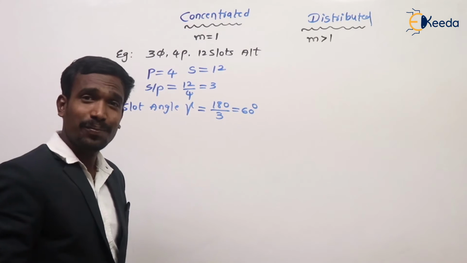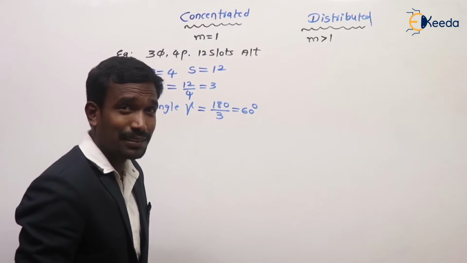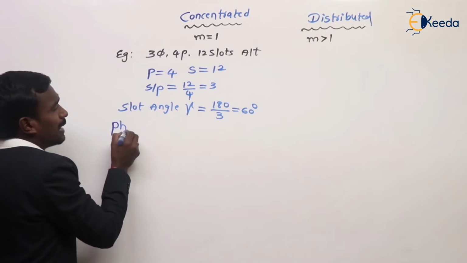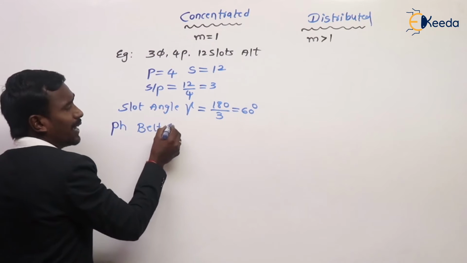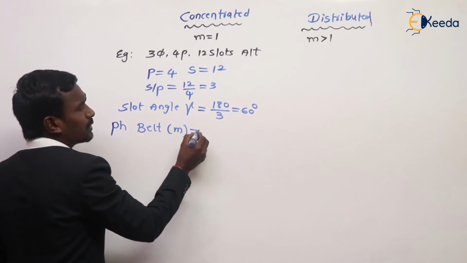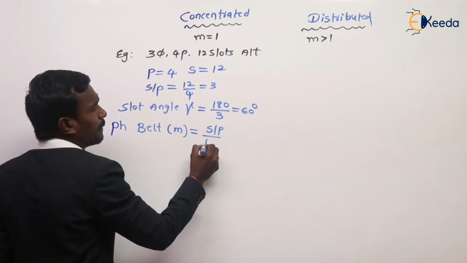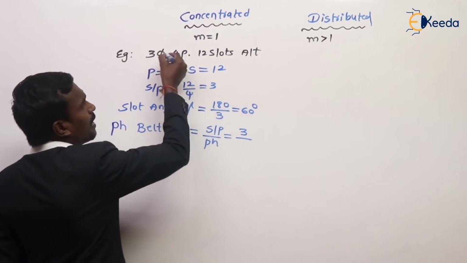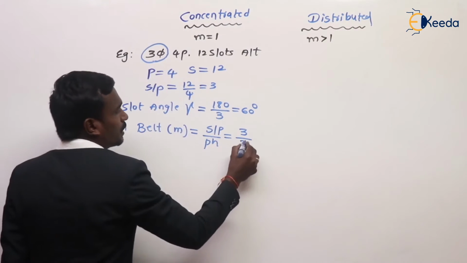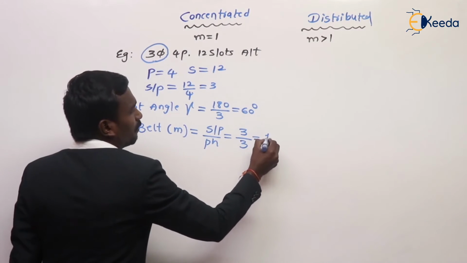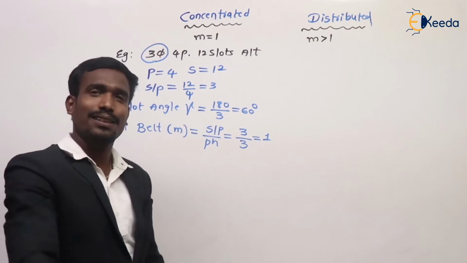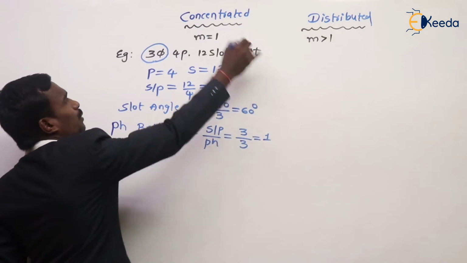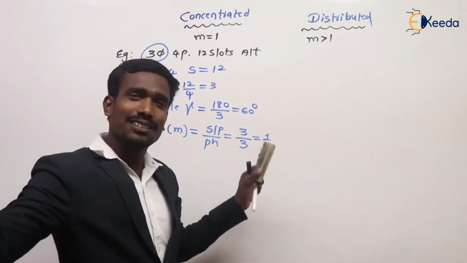Listen carefully. Here, the phase belt m equals slots per pole per phase, which is slots per pole 3, and this is a 3-phase machine, so 3 out of 3, which is 1. If m equals 1, then the winding is called concentrated winding.